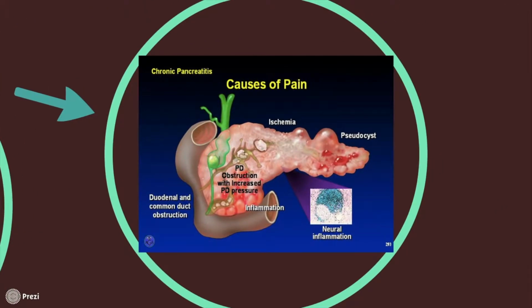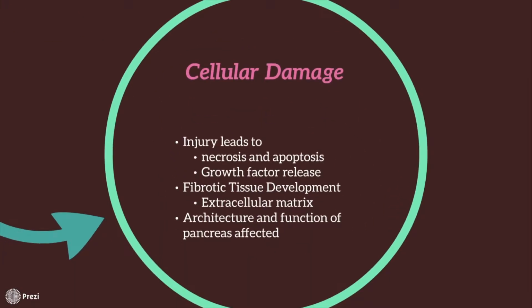This is an image of what causes pain and how chronic pancreatitis happens. You can have inflammation, obstruction, cell death, and cysts that develop on the pancreas. After the initial injury, necrosis, which is cell death due to external factors like damage, or apoptosis, which is natural cell death of the tissue, is common and leads to growth factor release. This growth factor release is mediated or caused by either inflammatory cells or pre-existing cells.